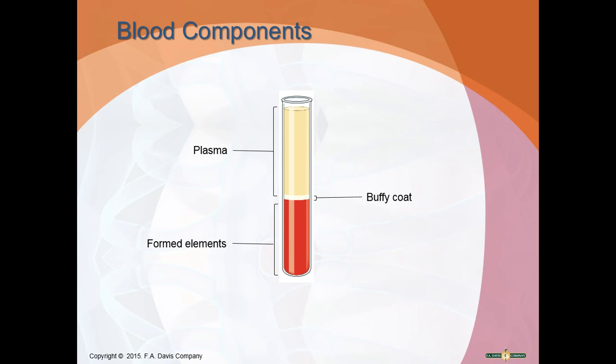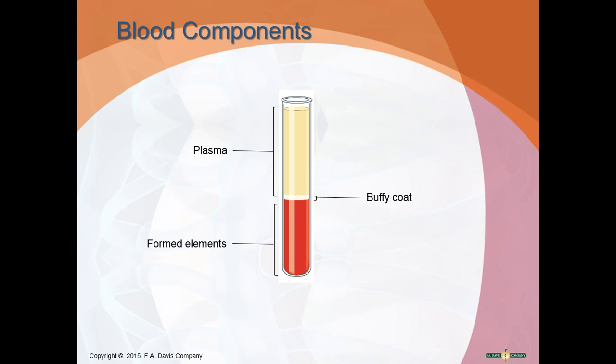The formed elements include erythrocytes. Erythrocytes are red blood cells. Erythro means red and cytes are cells. We can also call them RBCs. Leukocytes are white blood cells because leuko means white, and we also call those WBCs, and platelets. They make up 45% of blood. Red blood cells are the heaviest of the formed elements, and they sink to the bottom of the sample.